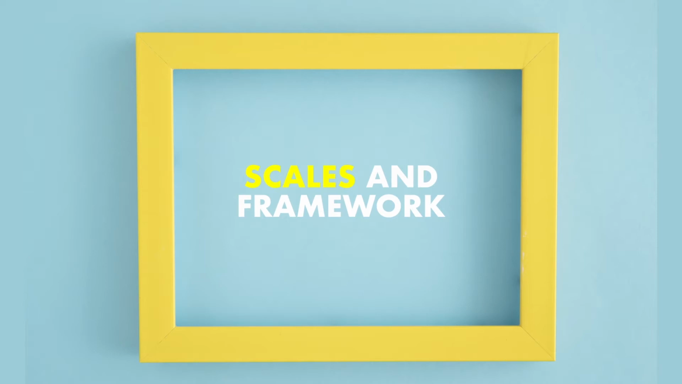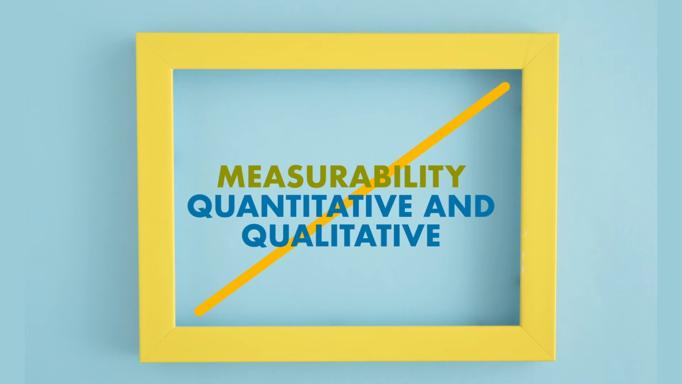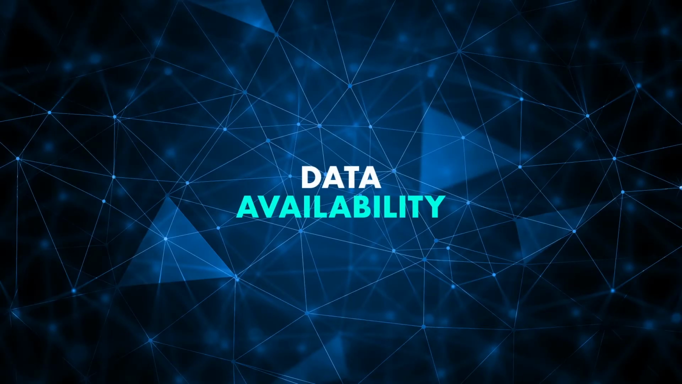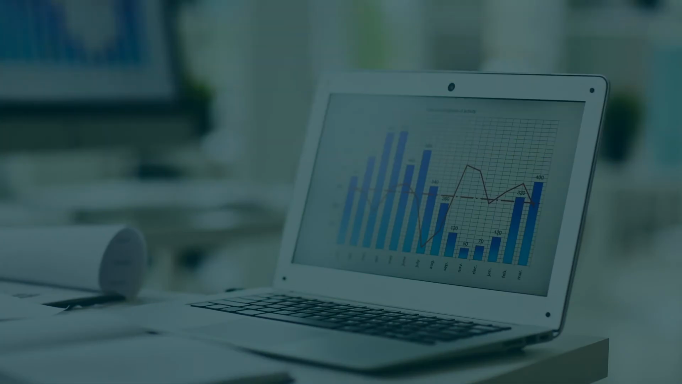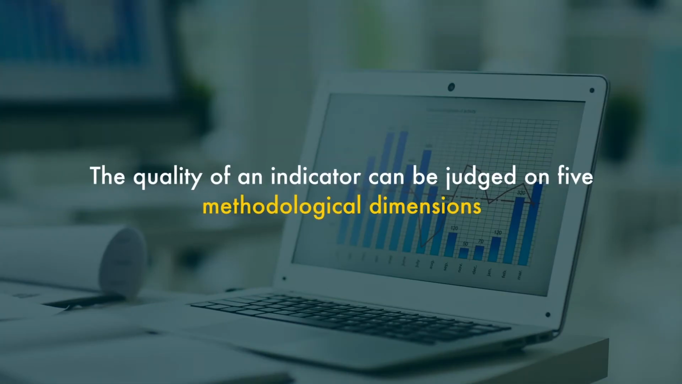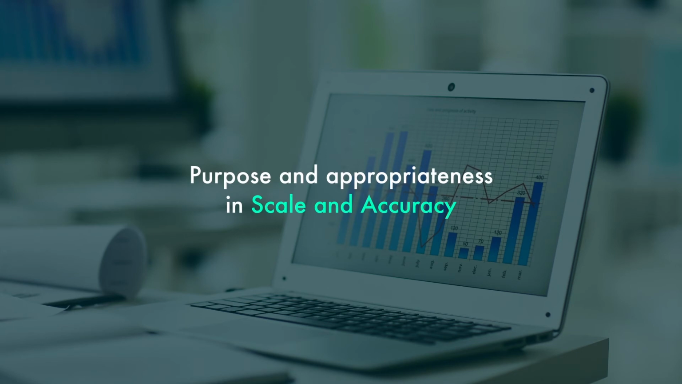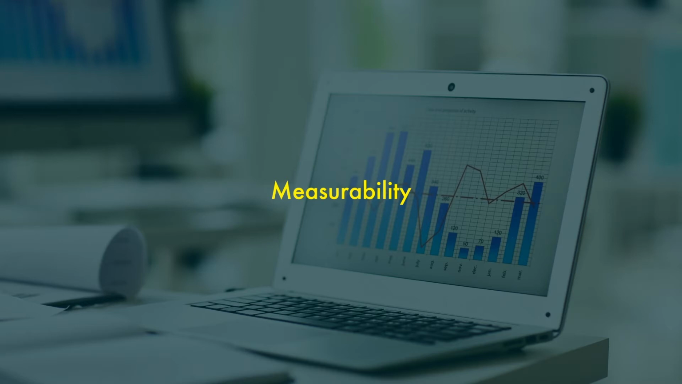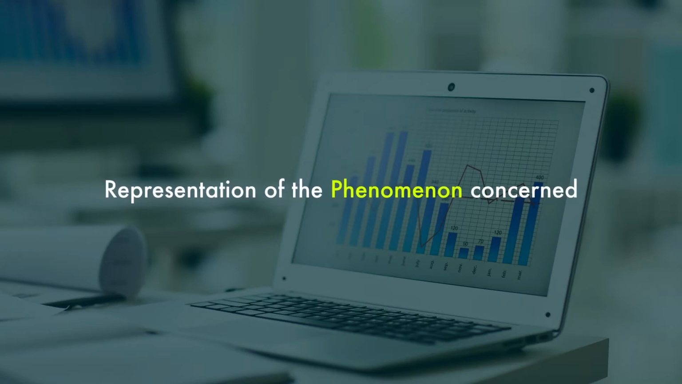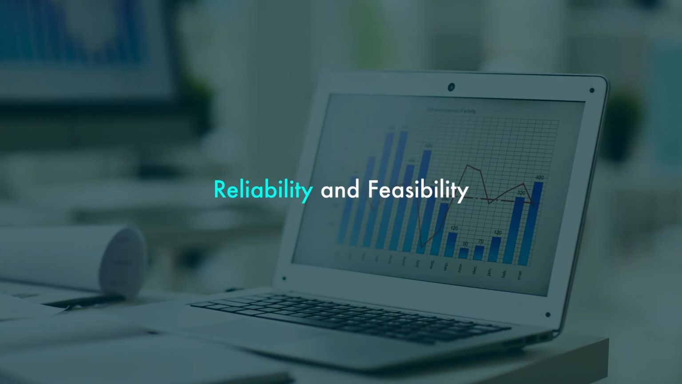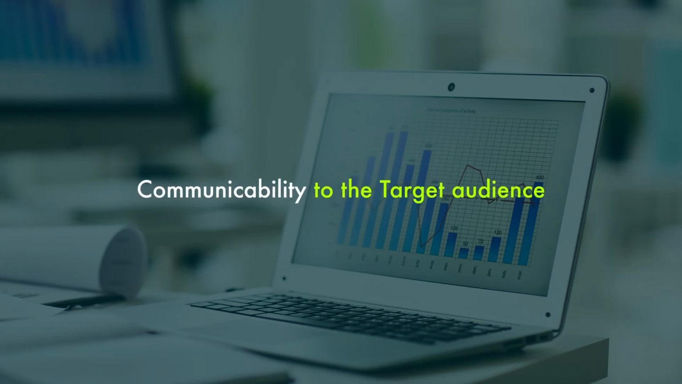So you can look into scale and the framework. Its measurability, quantitative and qualitative, then availability of data. The quality of an indicator can be judged on 5 methodological dimensions. They are purpose and appropriateness in scale and accuracy, measurability, representation of the phenomenon concerned, reliability and feasibility, and communicability to the target audience.